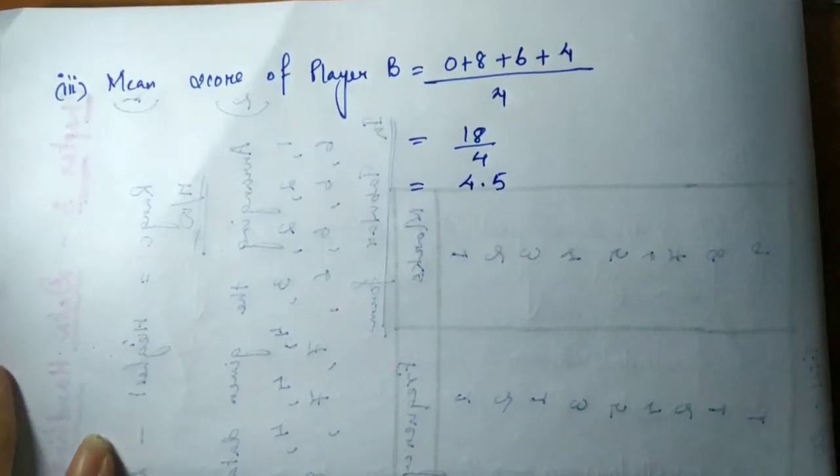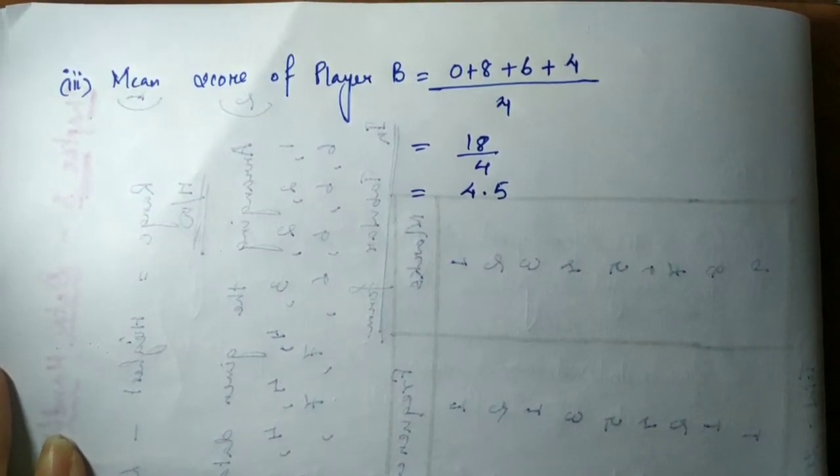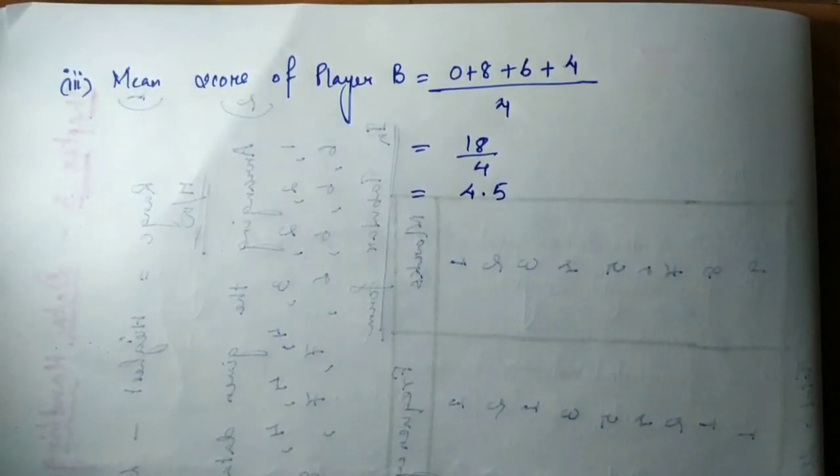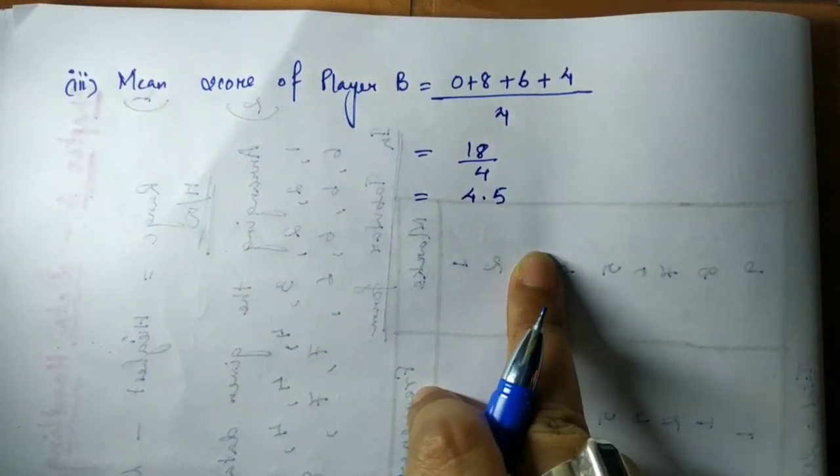Now in these 3 questions, we have found out the mean score of all the players, right? Player A in the first one, we got 12.5. Here player B is 4.5 and player C is 10.67.